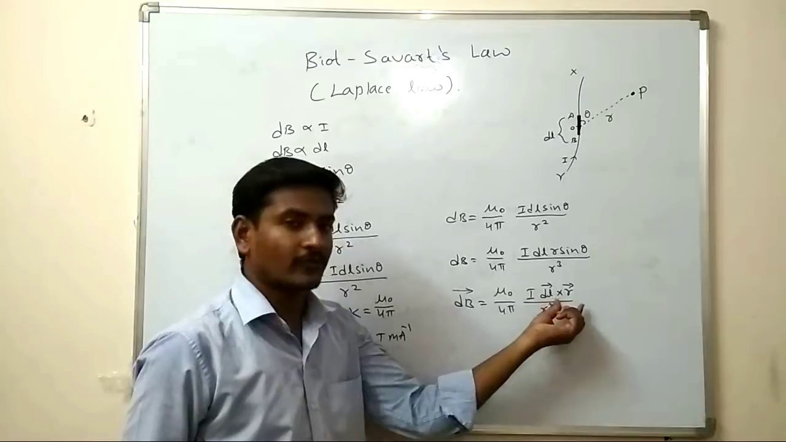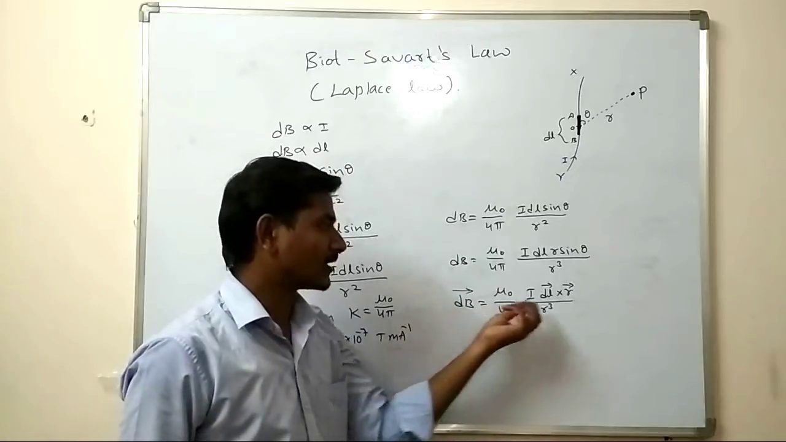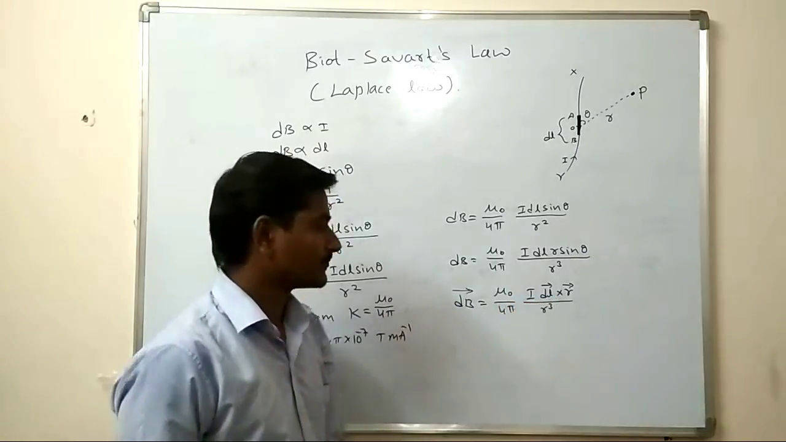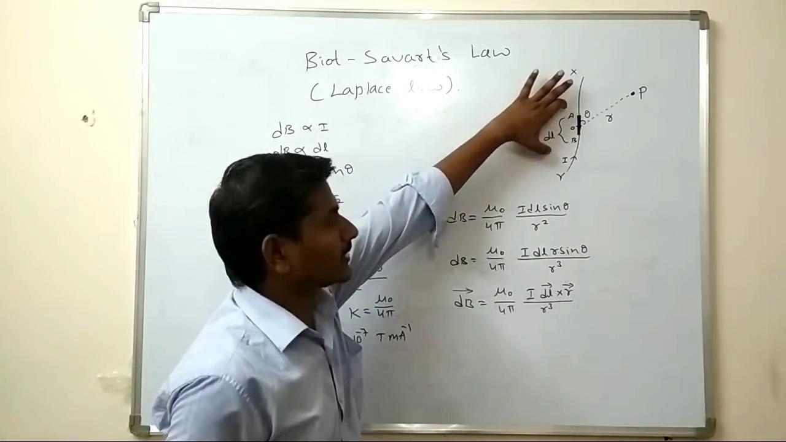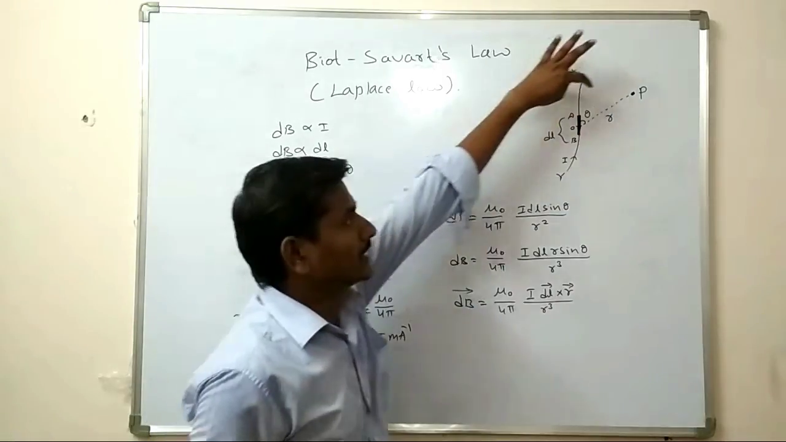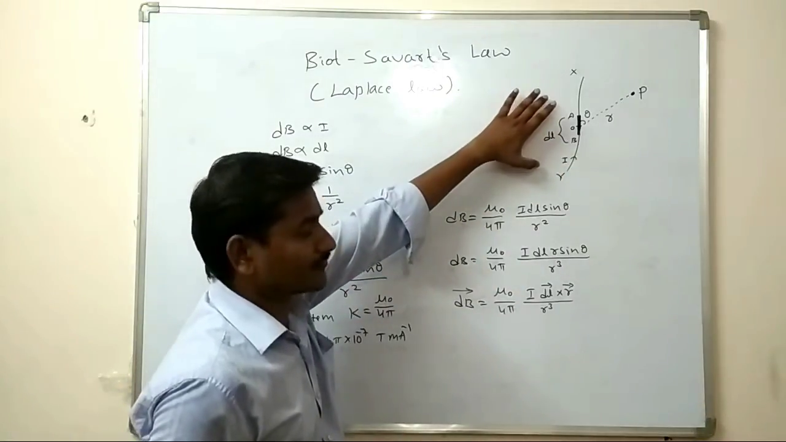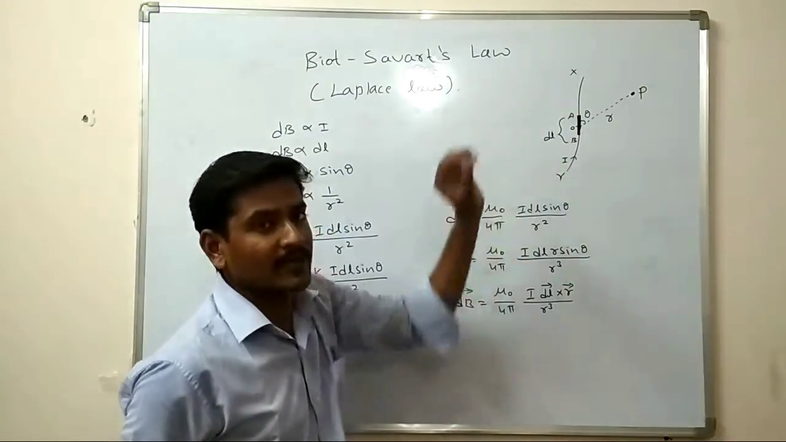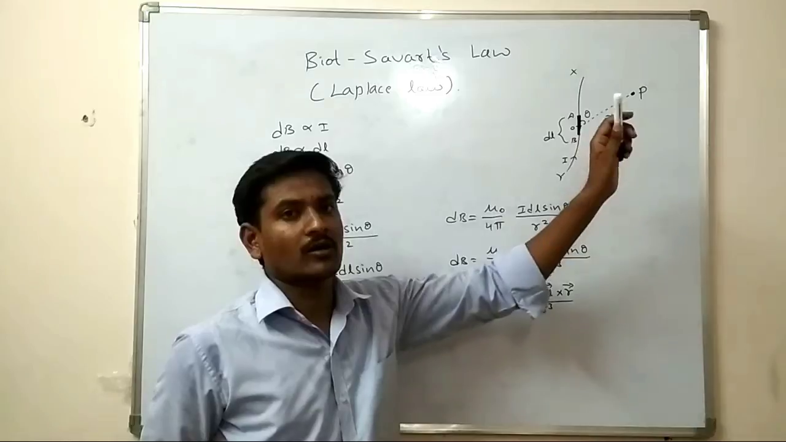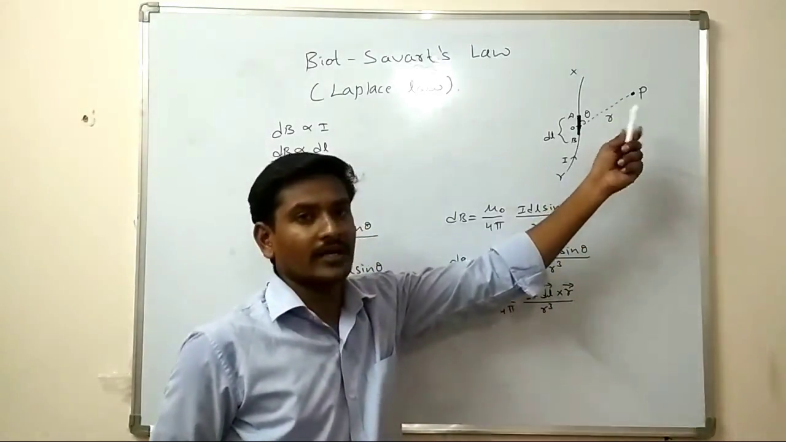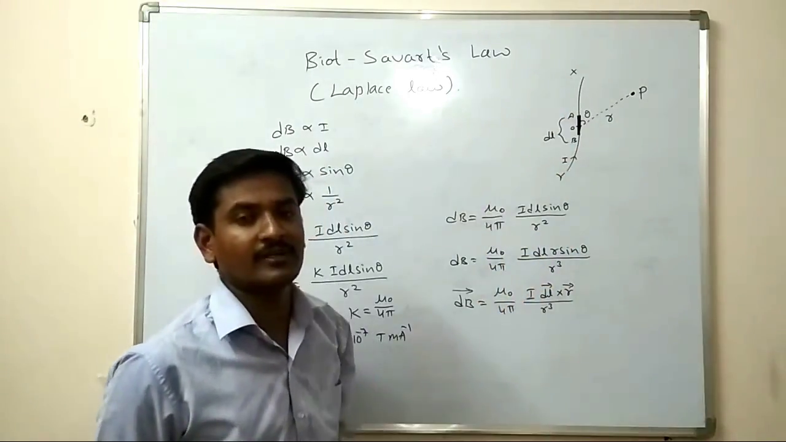Since the direction of this resultant vector is always perpendicular to the plane containing the other two vectors, if you assume that the current element is on the plane of the board and the point of observation is also on the plane of this board, then the magnetic field produced by this current element should be perpendicular to the board. It may be coming out of the plane of the paper, or the magnetic field may be going into the plane of this board. It can be decided by knowing the direction of current in the conductor.